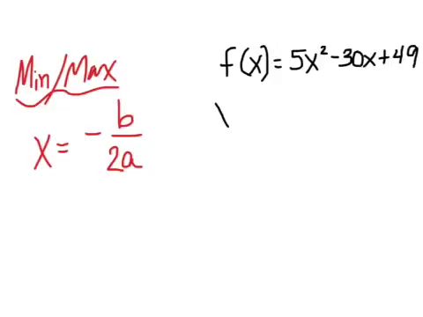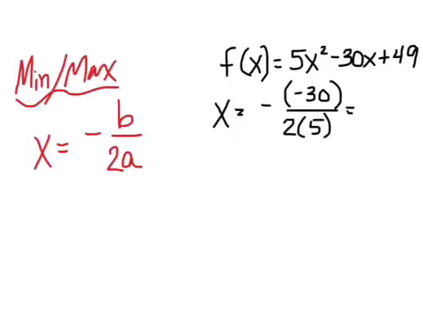So on this particular one, negative 30 is in the B's position, divided by 2 times 5. Now on the top, two negatives make it a positive, so it's positive 30. And on the bottom, 2 times 5 is 10, and 30 divided by 10 is 3. That's the x-coordinate of this vertex.